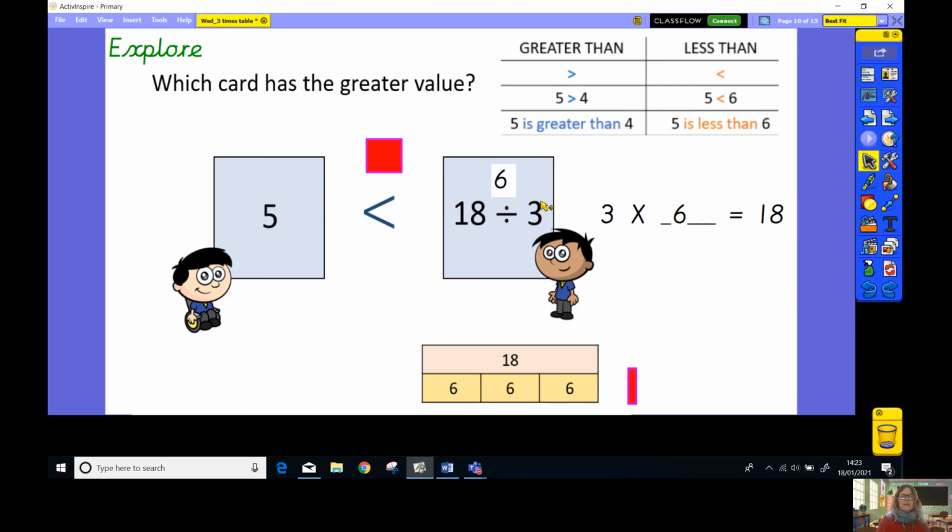Here's another way of showing this. Here's my calculation, 18 divided by 3. But here's a really lovely way to show that calculation using the bar model. You know how I like to use the bar model to show my maths. I have the total of 18 divided by 3, and each group equals 6.